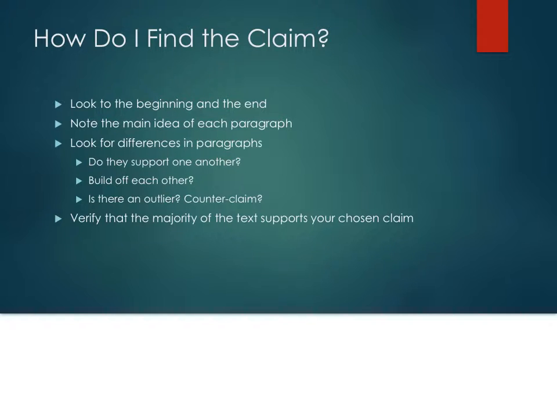Also take note of the main ideas of each paragraph. In older texts especially, each paragraph tended to have a separate claim. So if you can make notes off to the side, especially with the difficult text that we're going to be working with, what do you think the main idea is of each paragraph? That's going to get you a good start on finding your claims. Look too for differences in paragraphs. Do they support one another, or are they perhaps refuting one another? There could be a counterclaim present, just as you have in your own writing.